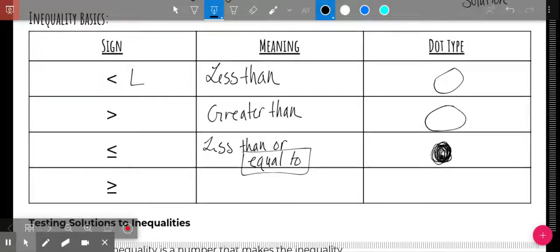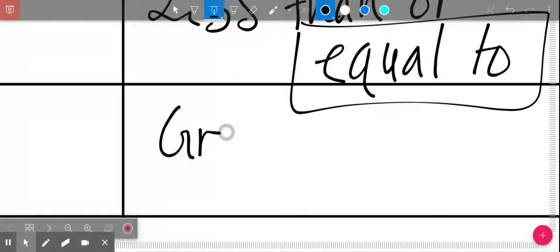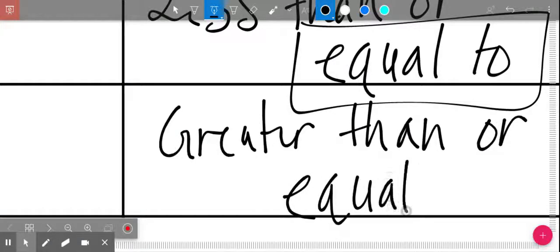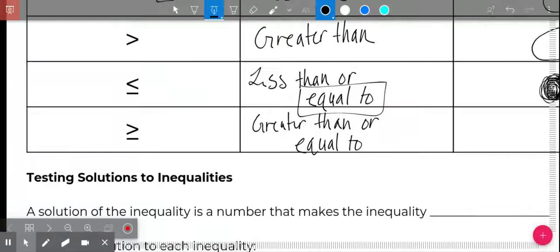Okay, and then the last one, we have the greater than symbol with the equal sign. So that's going to be greater than or equal to. And then this one is also going to be an open dot.